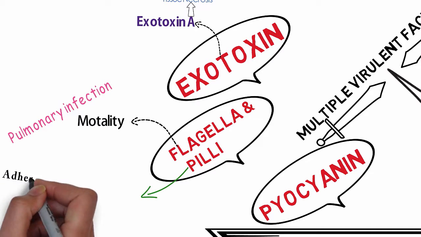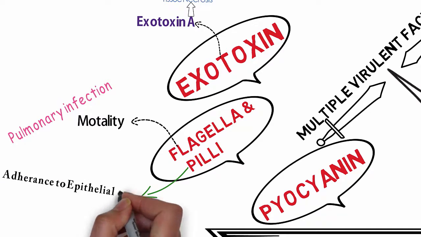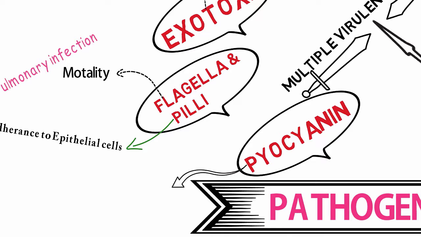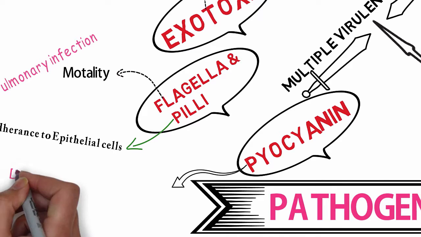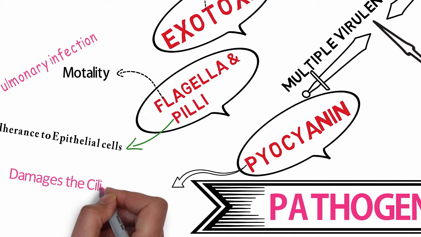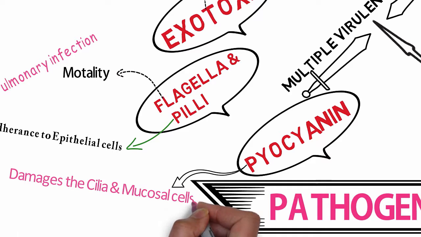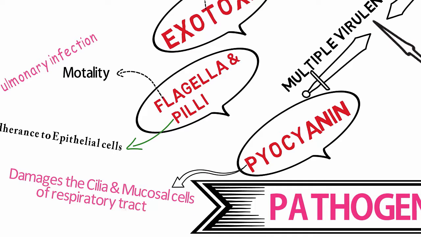Pili. Pili facilitate the adherence of Pseudomonas aeruginosa to the epithelial cells. Pyocyanin. Pyocyanin causes the destruction of the cilia and mucosal cells of the respiratory tract.